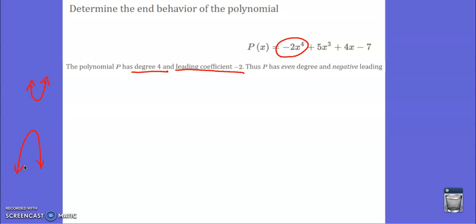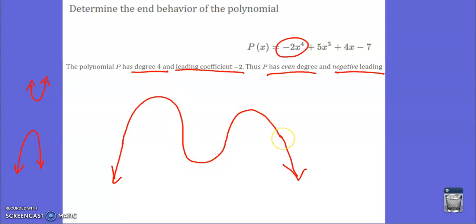The end behaviors are both going down. So it has an even degree and a negative leading coefficient. So I know the end behaviors will literally be going like this. Now it could be doing whatever in between, something like that. But the end behavior is what we're looking at, this guy and this guy. Because it's to the fourth power, we know they're both going the same direction.